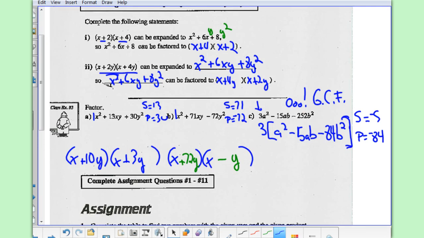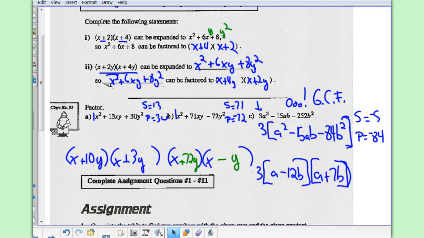So you took out the common factor. Now you have a sum of minus 5 and a product of minus 84, and now we carry on, and now we need to find those numbers, and that's a tricky one, but it ends up being 3 bracket a minus 12b and a plus 7b, because our magic numbers for that sum and product were minus 12 and positive 7. Okay, I want you to finish off the lesson 4 assignment, and we will see you tomorrow.